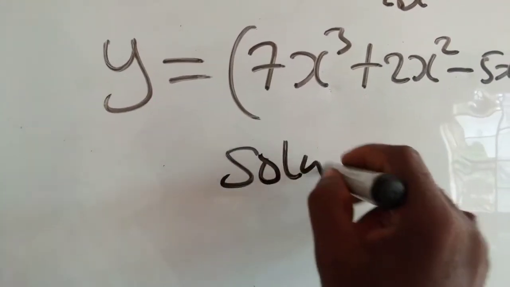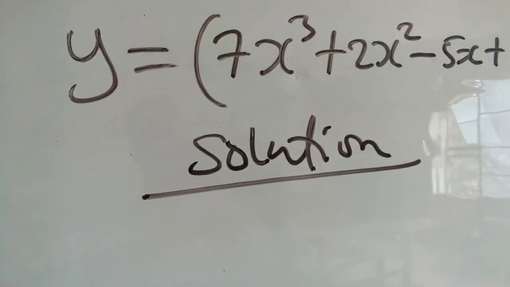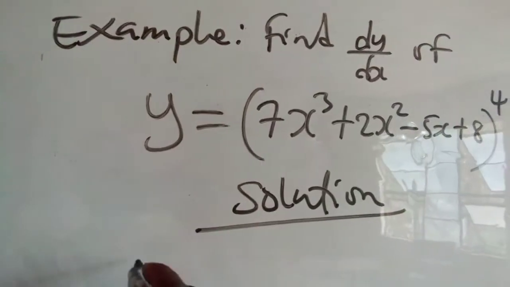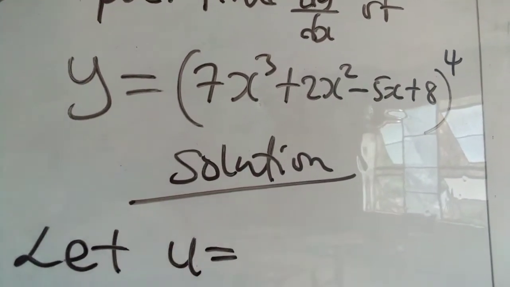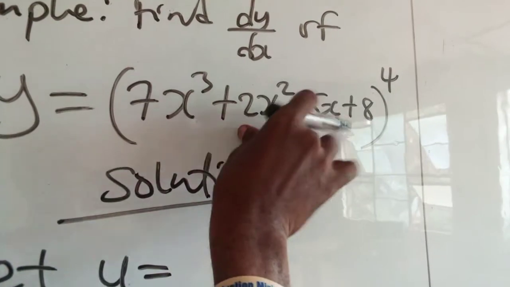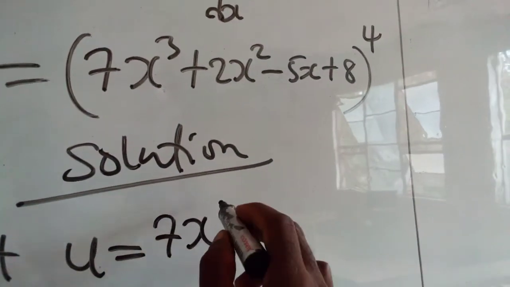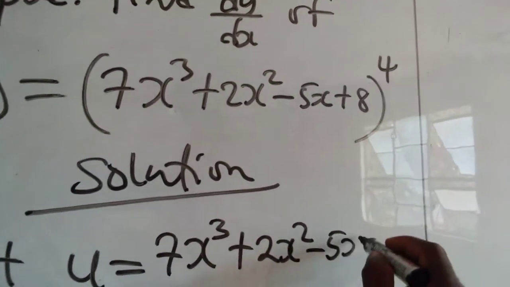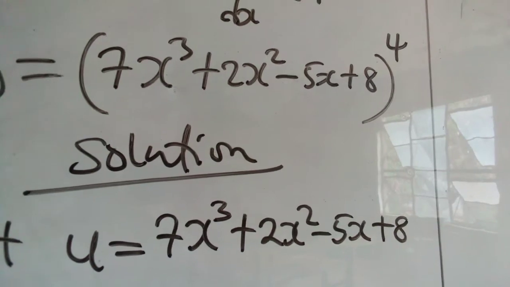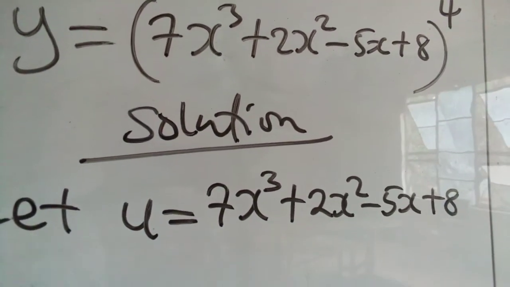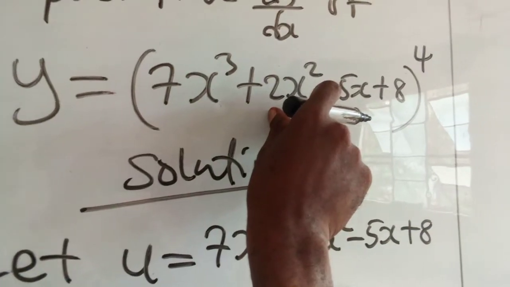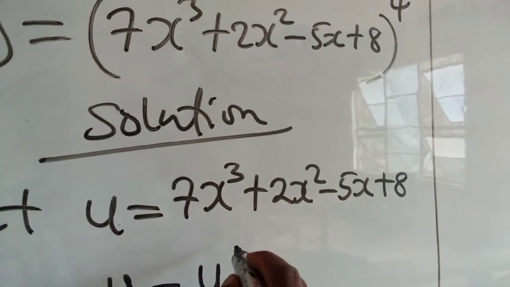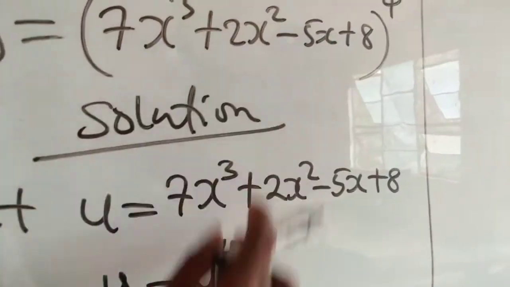You write the solution. So the first thing you do is to say, let whatever is inside the bracket be u. So I will say, let u be equal to what is inside the bracket, which is 7s^3 + 2s^2 - 5s + 8. So the next line will be, you now replace whatever is in the bracket with u. So y will be u^4. So you replace this with u.